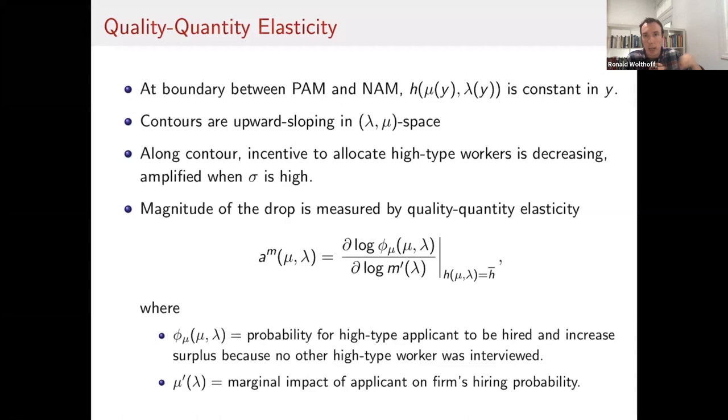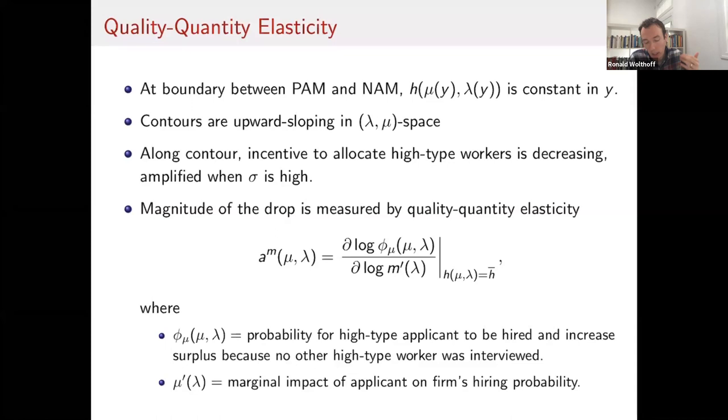So we really care about that first high type that the firm identifies. Identifying zero is not good, but identifying multiple is a bit wasteful too. We could have sent those high type workers to other firms. Okay, so that's in the numerator. In the denominator, I tend to think of this as just a rescaling of the Q length. M prime of lambda is a transformation of lambda. It's the marginal impact of an applicant on the firm's hiring probability.